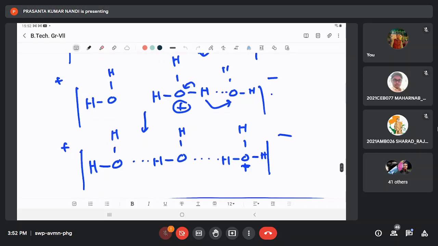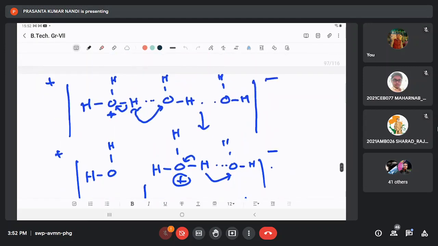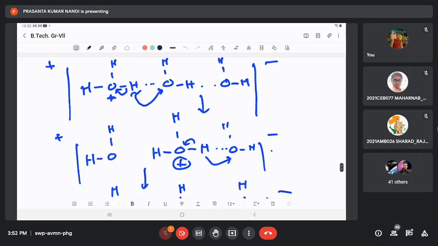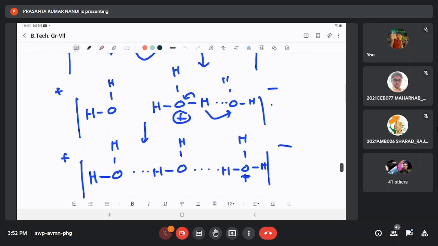Now in the third phase, what happens? This proton again migrates to the neighboring water molecule and ultimately forms H3O plus. So interestingly, you see this movement, that is proton, in the form of hydronium ion, moves from anode to cathode electrode through this migration.